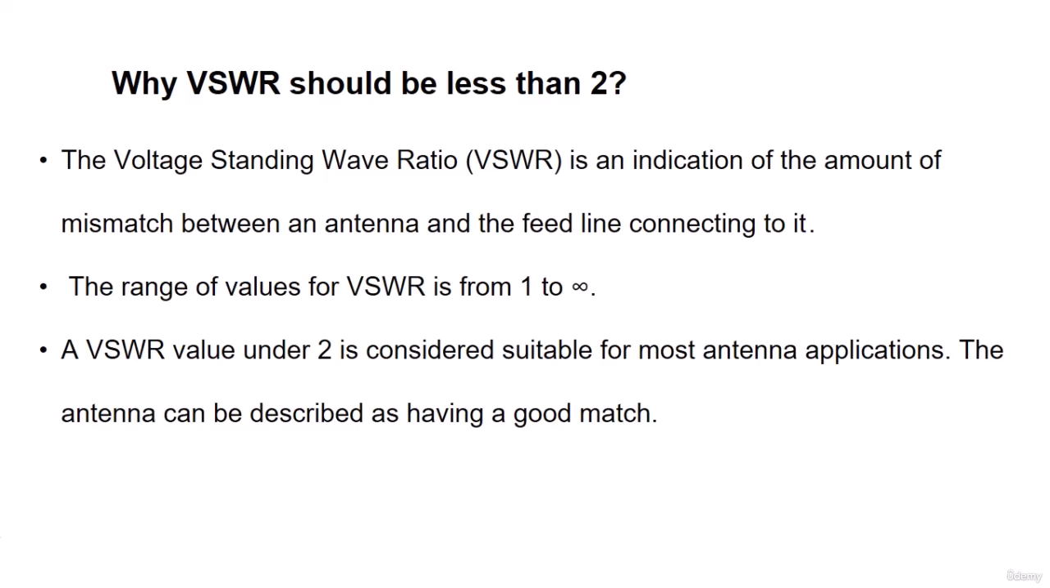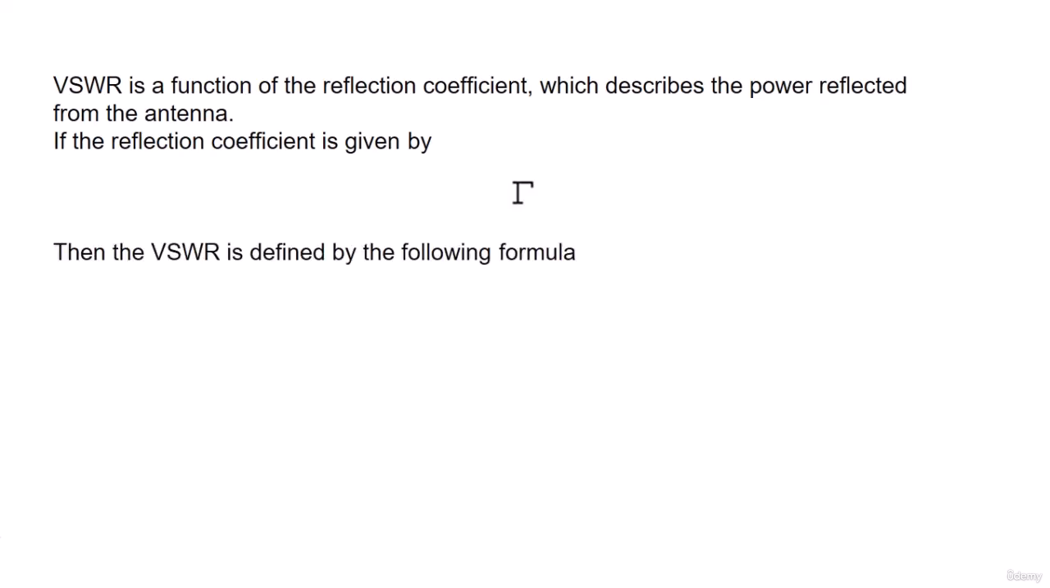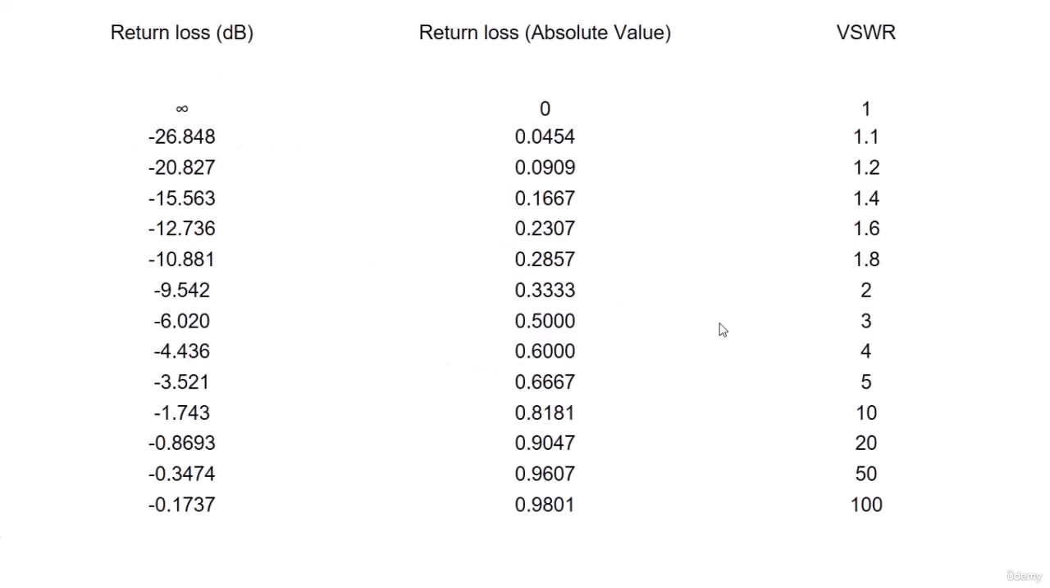Now the voltage standing wave ratio depends upon the reflection coefficient. It is a function of the reflection coefficient, which describes the power reflected from the antenna. The reflection coefficient is given by gamma. So if gamma represents the reflection coefficient, then the voltage standing wave ratio can be represented with the following formula: VSWR equals 1 plus the modulus of gamma, divided by 1 minus the absolute value of the reflection coefficient.